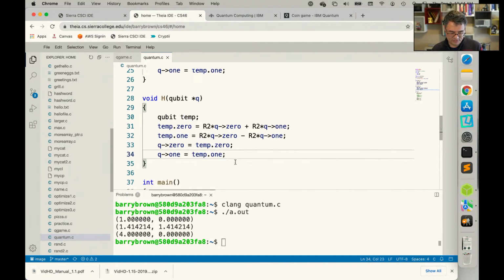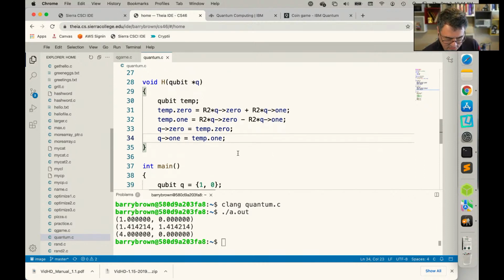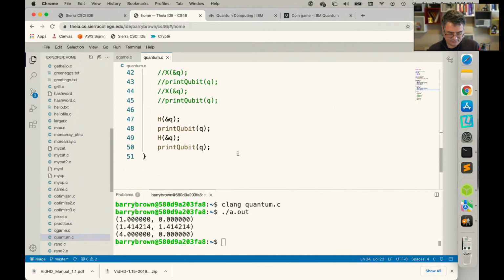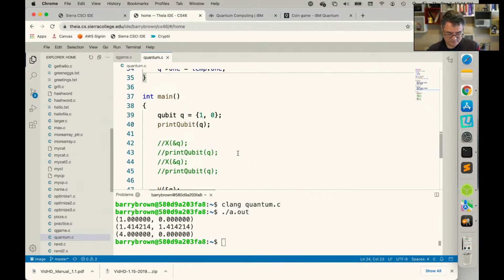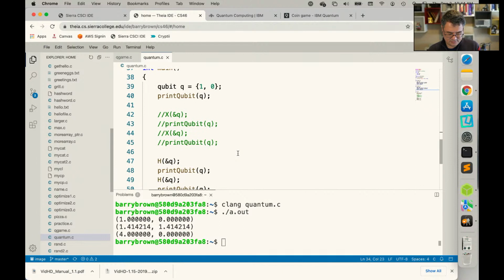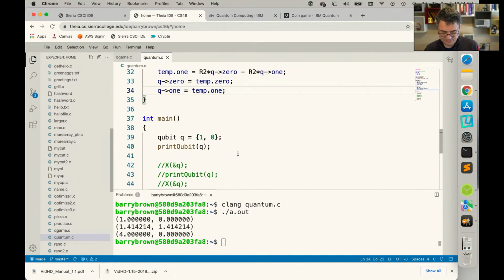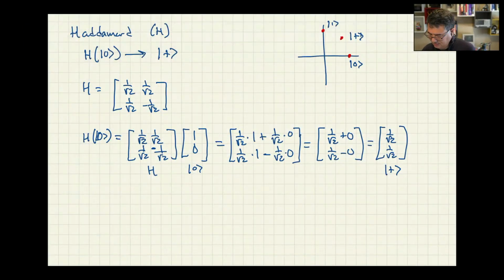So you got a different number than I did? Yeah, I did it twice. Where did you run it? Yeah, I did the same thing, but I started with 0 1. So the first one gave me 1 0, and then it gave me 0.7, negative 0.7, and then it gave me 0 1.